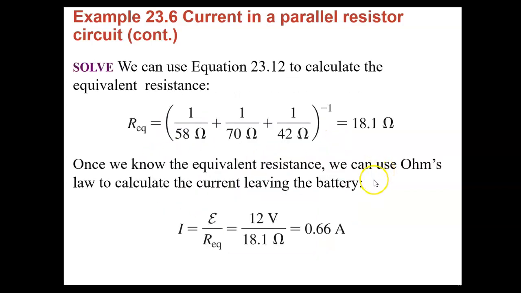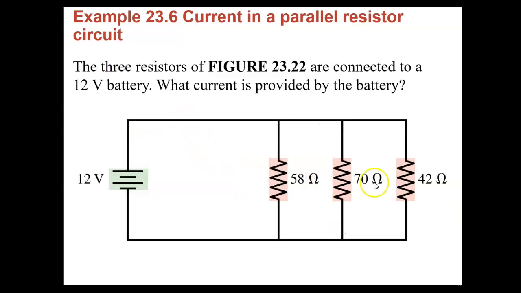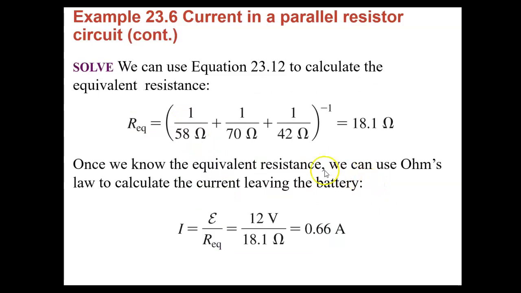So to do that, the equivalent resistance, since they're 58, 70, and 42, we're going to do 1 over 58 plus 1 over 70 plus 1 over 42, and then take the 1 over that. You can't just flip it upside down. That doesn't get you the right answer. So it's 1/58th plus 1/70th plus 1/42nd, and then take 1 over that. And we get our equivalent resistance to be about 18 ohms.